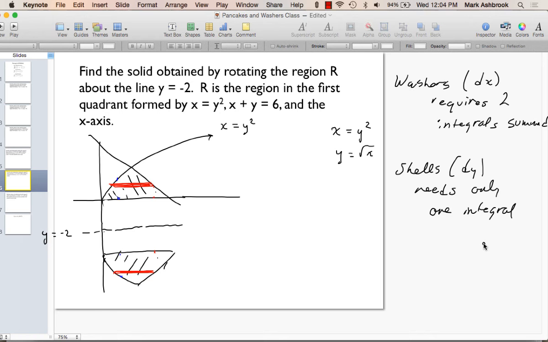Okay, so you guys are going to do it. So find the volume of that solid if you use shells or dy.